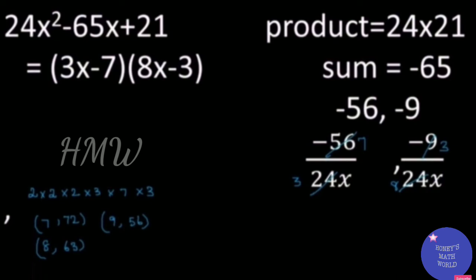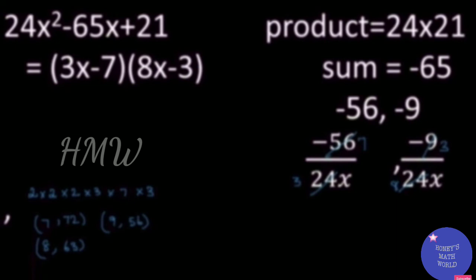For example, if you take 7, multiply the other factors, that gives you 72. 7 and 72 will not give you 65. Next number 8. Take 8 and 63. That also will not give you 65. Next factor is 9. 9 and 56 will give you 65. So choose those two numbers, 56 and 9. The sum is minus 65, so you should have minus 56 and minus 9. That will give you the sum minus 65 and a positive product. So write minus 56 and minus 9.